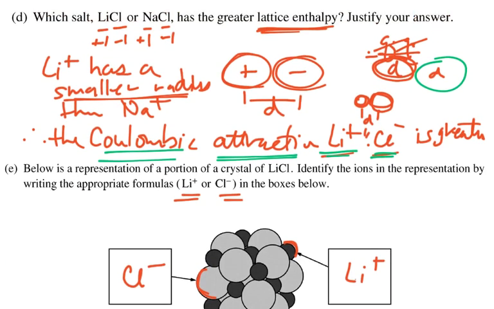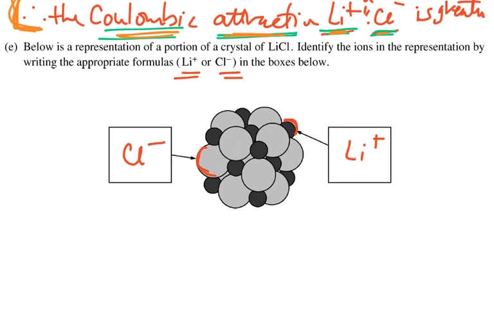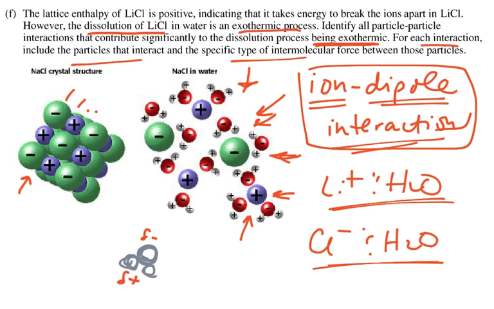Last part here, part D, which has the greater lattice energy? Greater lattice energy has to do with the size and charge. The charges are all the same, so it's just size. So it has a smaller radius, which is an important thing to say, but that was given in the problem. So here's where the point comes. The point comes from saying that that smaller radius gives you a greater Coulombic attraction between lithium and chloride. And then for part E, we get a point for writing lithium ions and chloride ions there. And then the last 2 points were for talking about being exothermic.